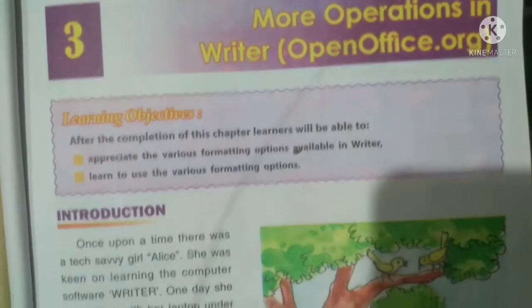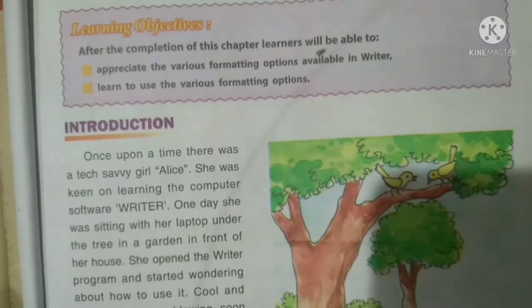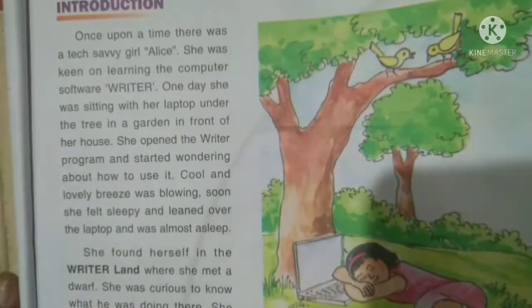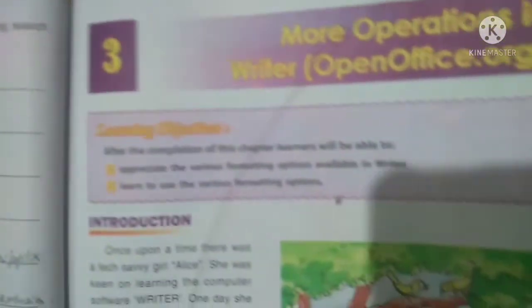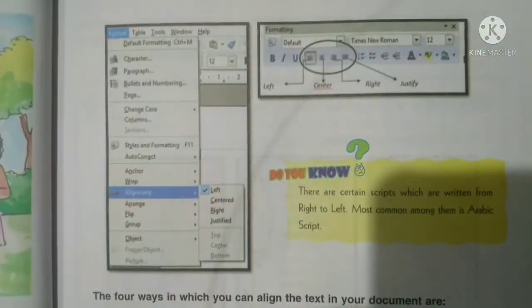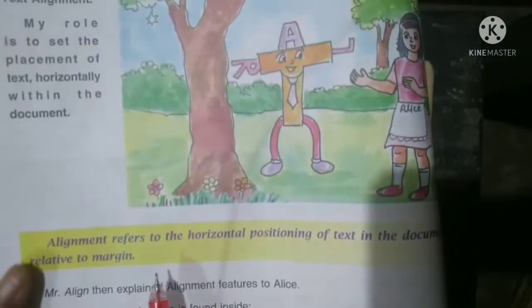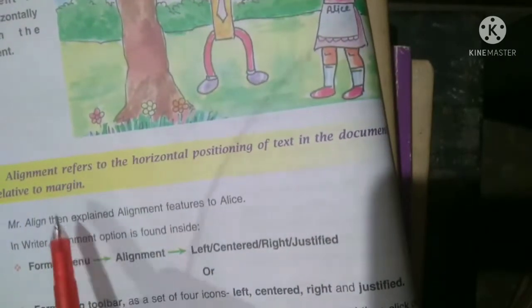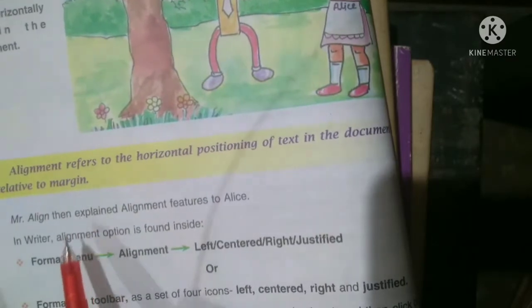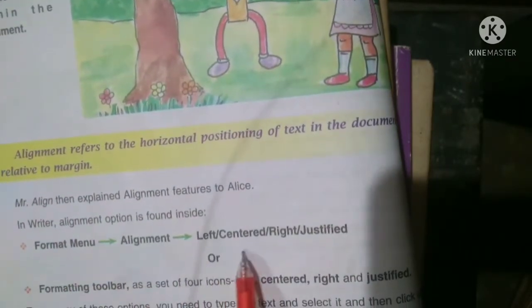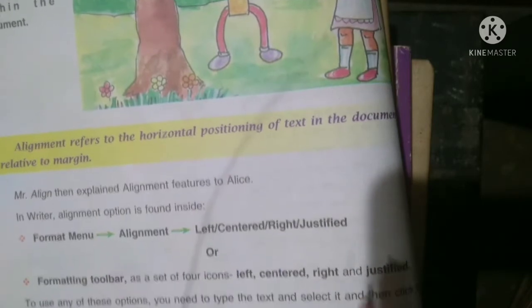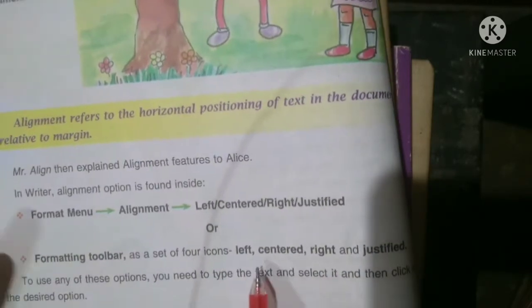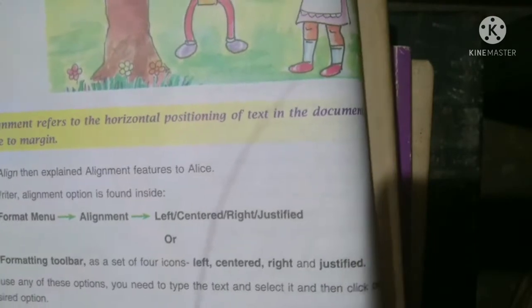Introduction. Here we will discuss mainly about Writer alignment. Alignment refers to the horizontal positioning of text in the document relative to the margin. Format menu, alignment: left, centered, right, justified. The formatting toolbar has a set of 4 icons: left, centered, right, and justified.